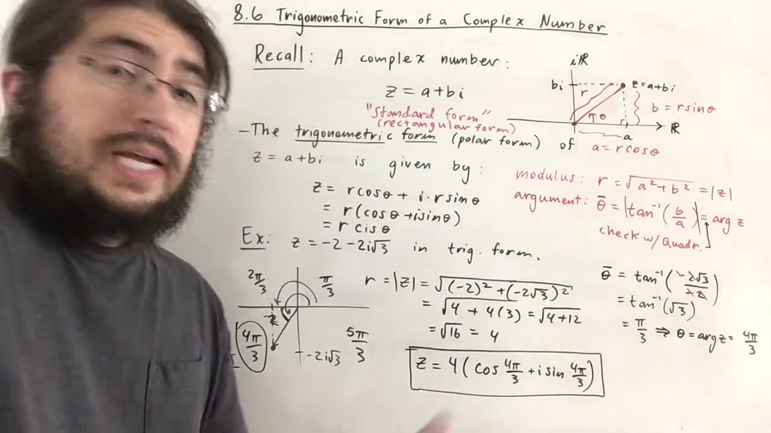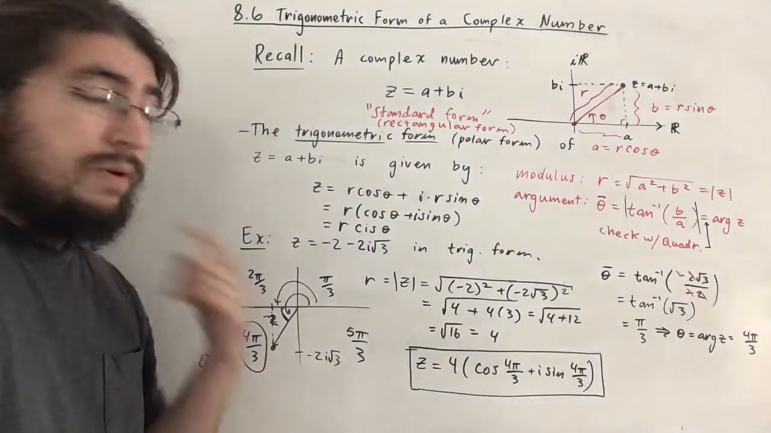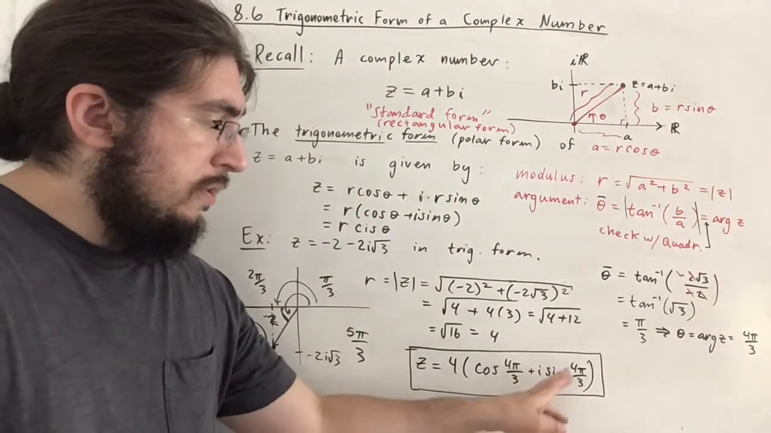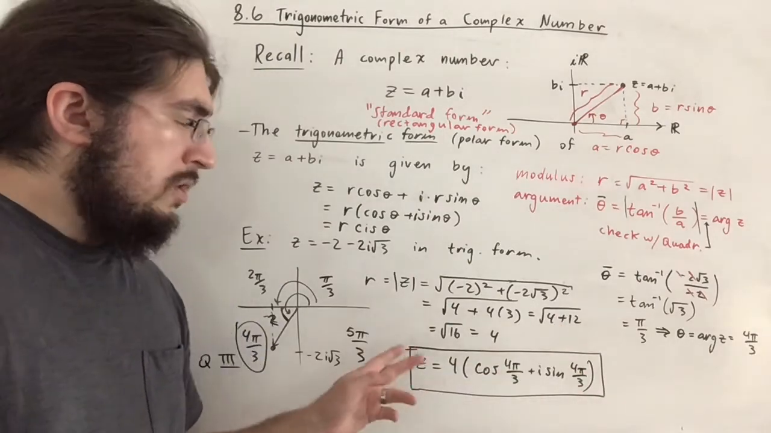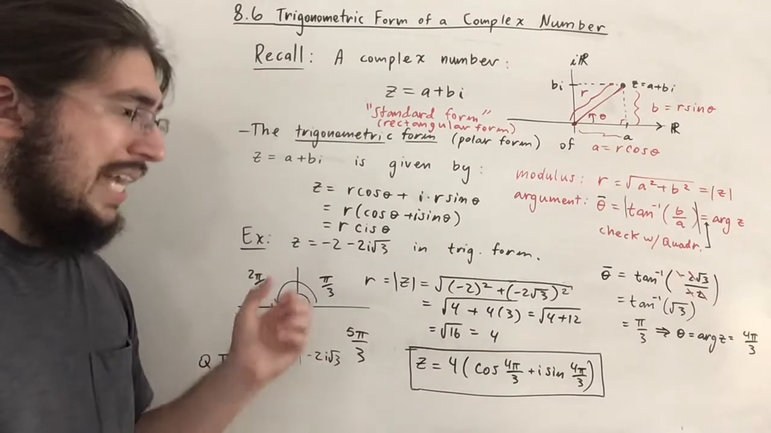And you can check that this actually works because cosine of 4 pi over 3 should give you negative 1/2. Multiplied by 4 was negative 2. And similarly here you'll get negative radical 3 over 2. And when you distribute the 4 in, you get negative 2 radical 3. And that's again times I. So you get exactly this.